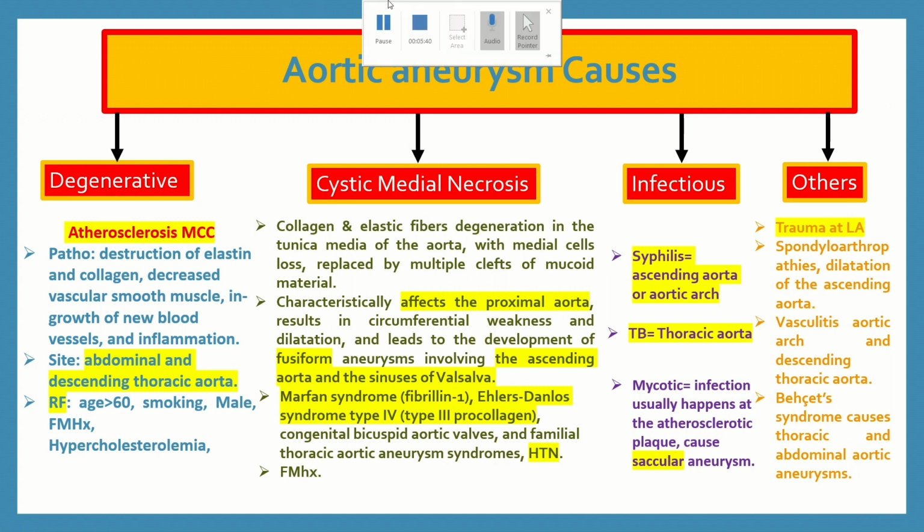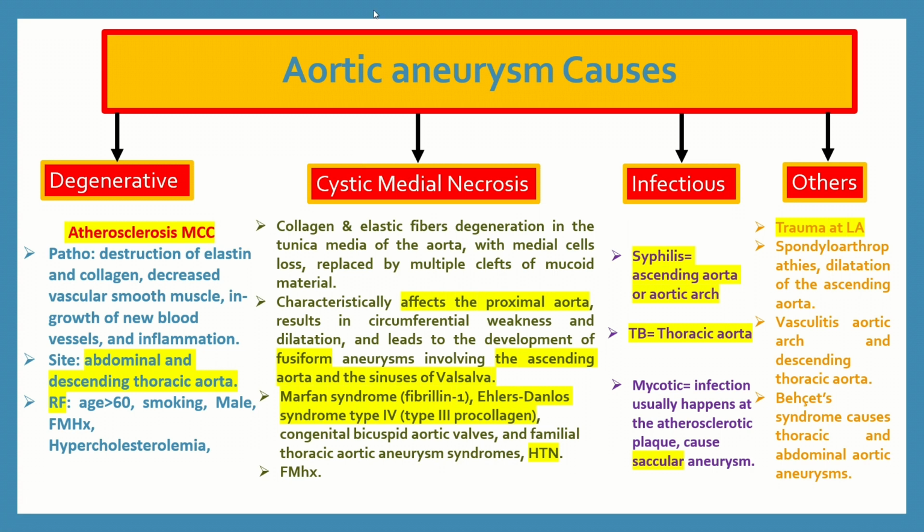So the most common cause of aortic aneurysm is atherosclerosis, which is basically the degeneration and destruction of elastin and collagen due to the lack of blood supply to the inner layer. And atherosclerosis usually happens in the abdominal and descending thoracic aorta. The risk factors include age more than 60 years old, smoking, male gender, family history, and hypercholesterolemia.